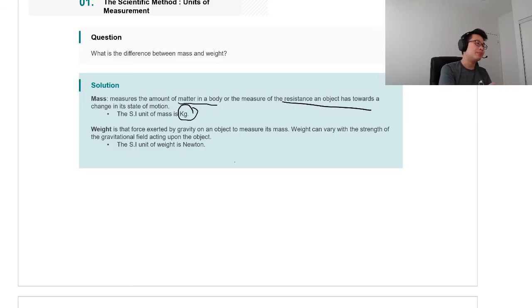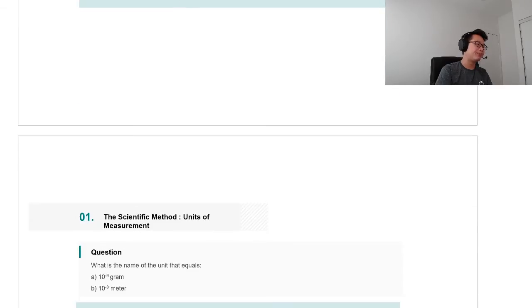And for the weight, it's the force exerted by gravity on an object with mass, and the weight will vary with the strength of the gravitational pull or gravitational field. Because it's related to the gravitational force, the SI unit will be Newton. But again, in chemistry, we only need to worry about the concept of mass, and we're looking at kilogram for the unit.